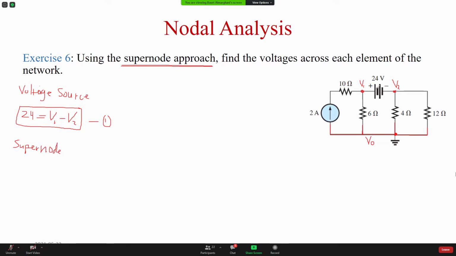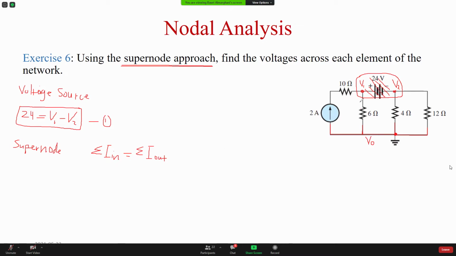And now the supernode, we're going to ignore the source as it's not there, and look at this as one big supernode. How many branches are connected to this one big supernode? 1, 2, 3, 4. So I'm going to have 4 currents. I'm going to use Kirchhoff's current law because we're still at the node. It's a big node, yes, but it is still a node. The in currents equal the out currents.